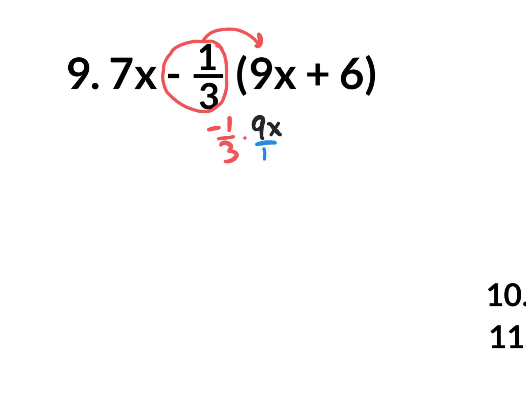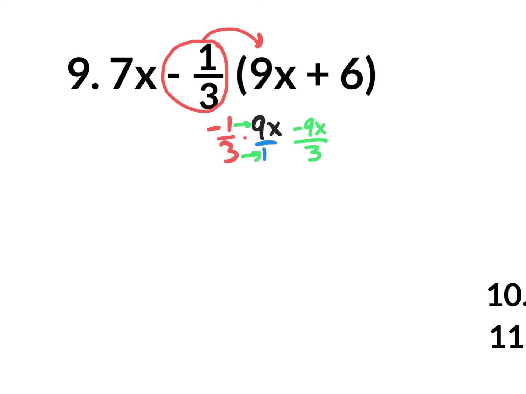They're both divisible by 3, and then multiply. So it's totally up to you. I am going to multiply the top with the top, all right? So -1 times 9x, that is a -9x. And 3 times 1, that is a 3, okay? So we now have a -9x divided by 3.